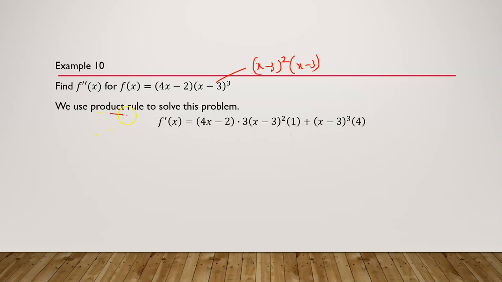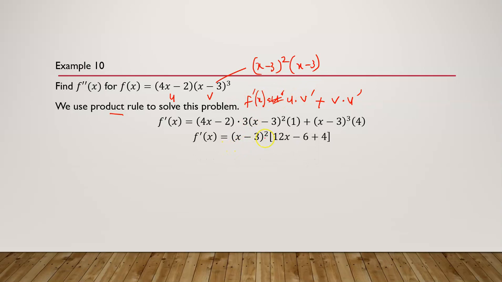So we will let u be 4x minus 2 and this is your v. Using the product rule, f'(x) equals u differentiate v plus v differentiate u. Okay, very easy to remember.